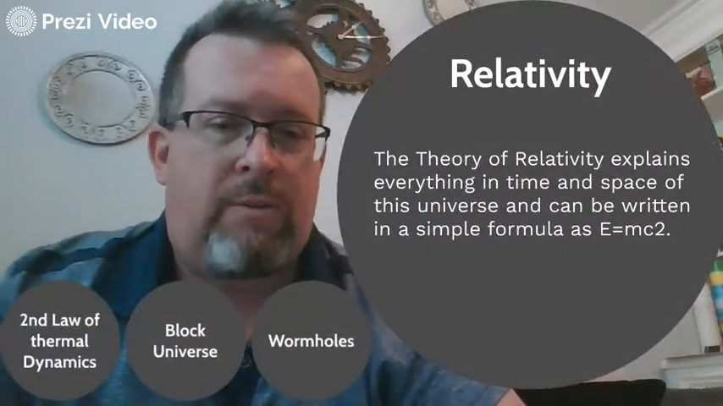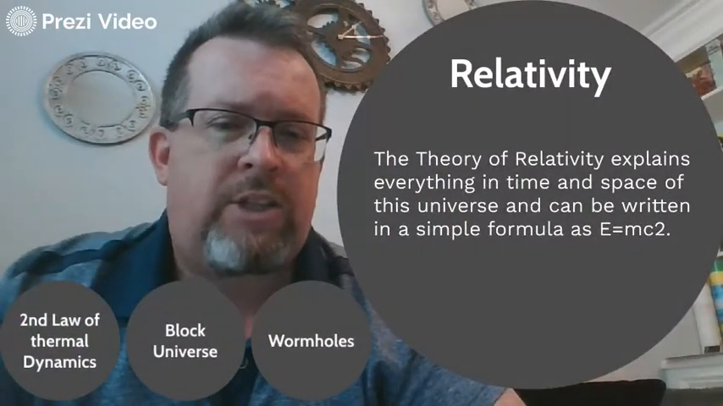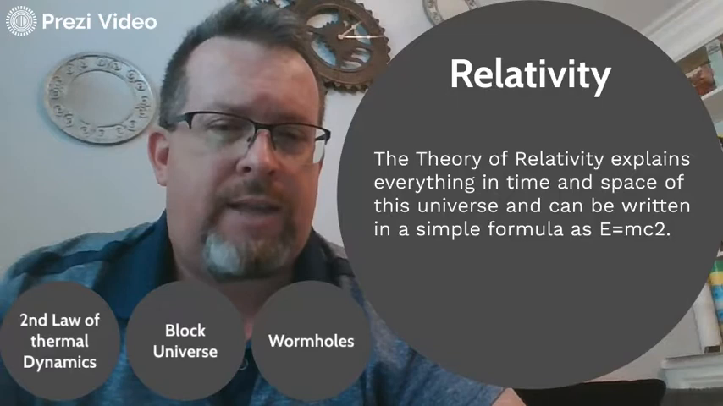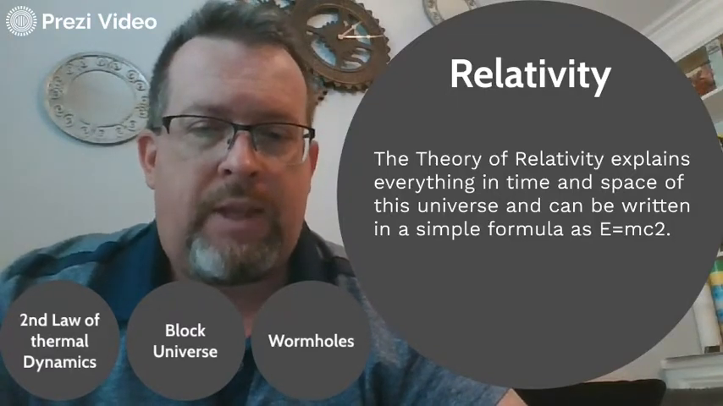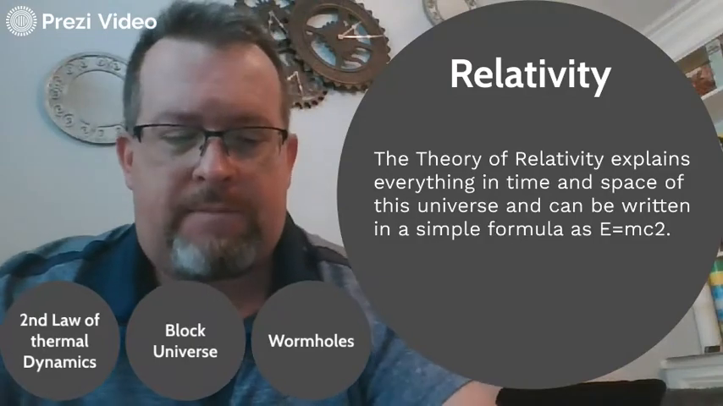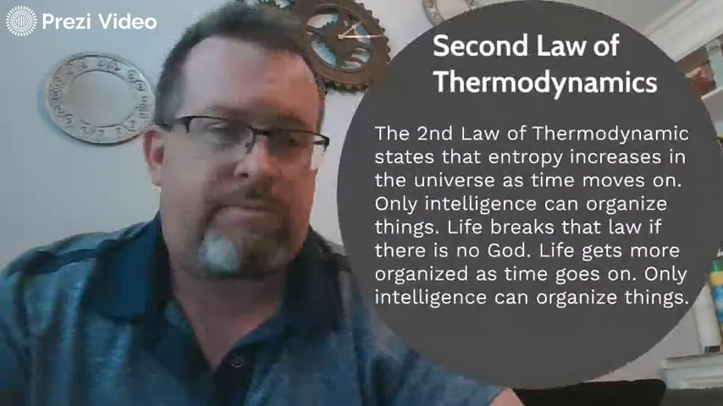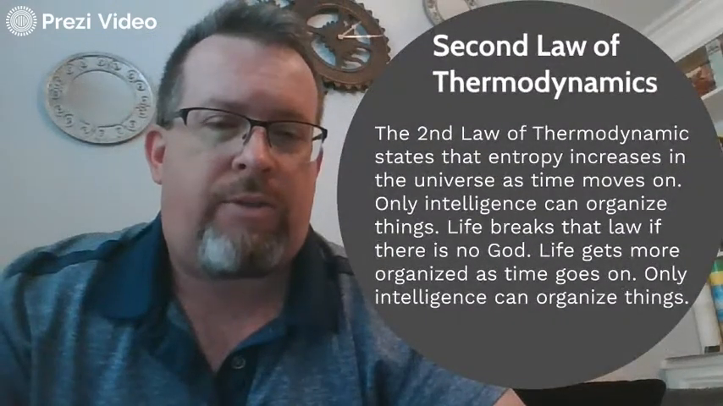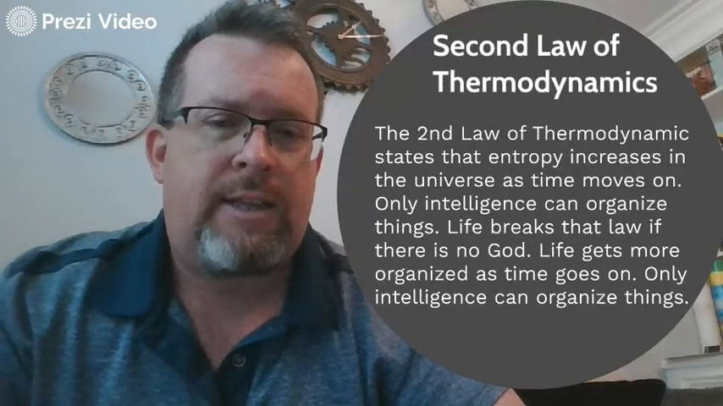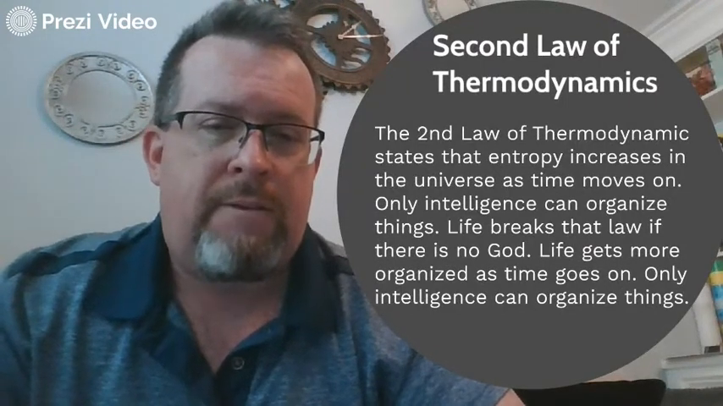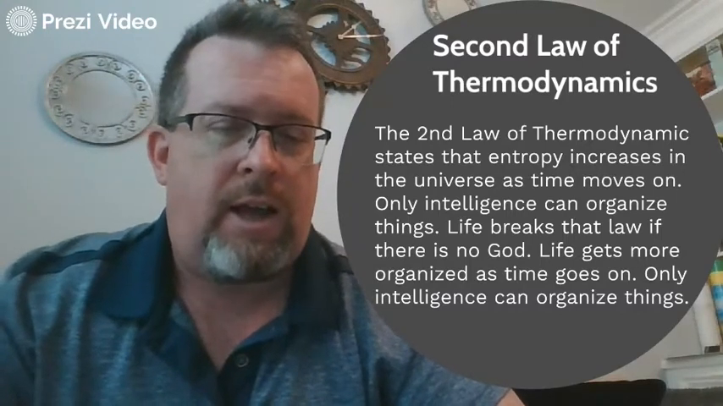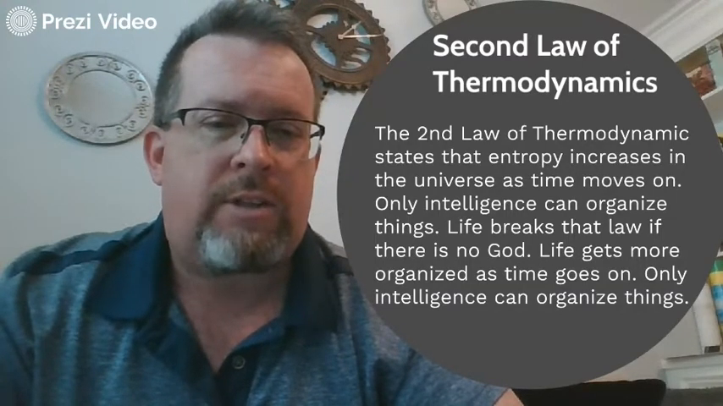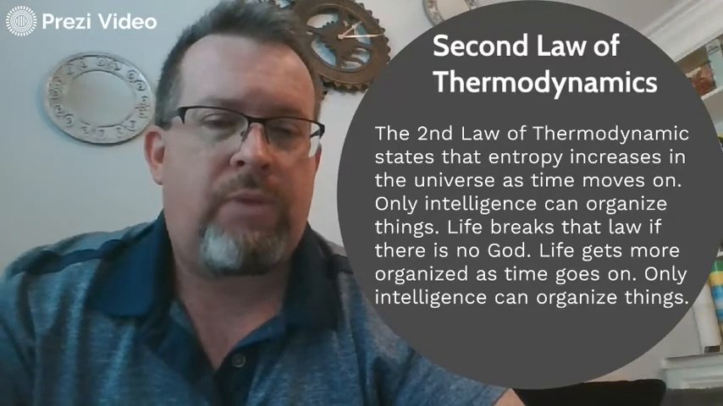So again, review relativity. The theory of relativity explains everything in time and space of the universe and can be written in a simple formula, E equals mc squared. The second law of thermodynamics is one of the three laws of thermodynamics which we can see in relativity. The second law of thermodynamics states that entropy, randomness, increases in the universe as time moves on.